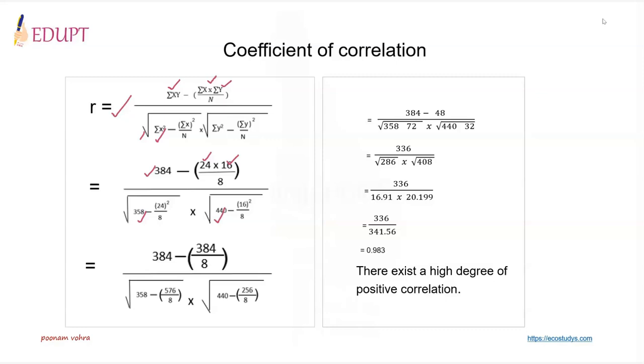So substituting all the values and after having its calculations, we find that the coefficient of correlation is 0.983. That's positive. So the conclusion is that there exists a high degree of positive correlation.